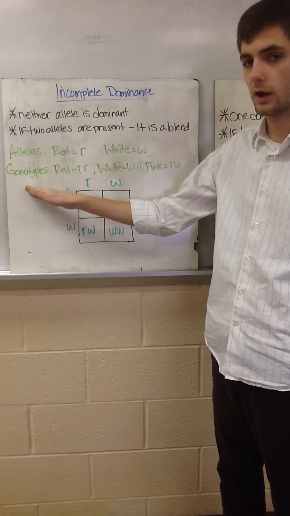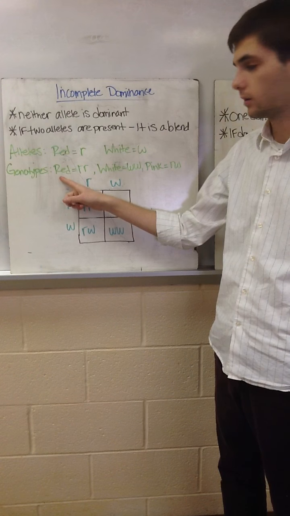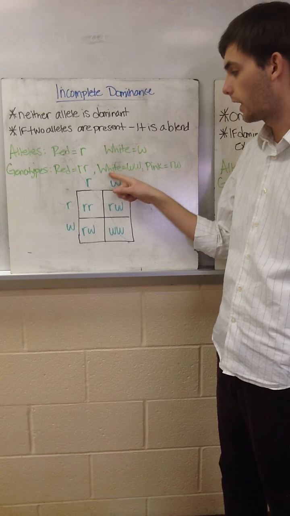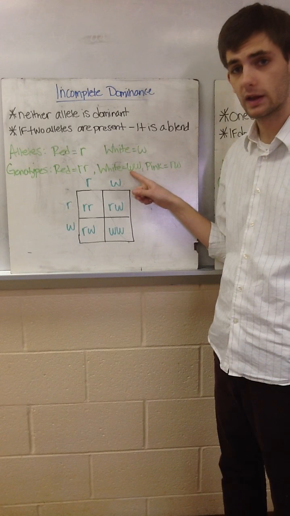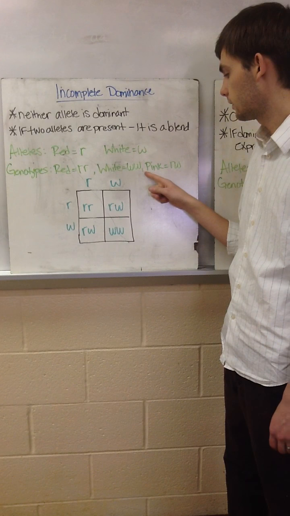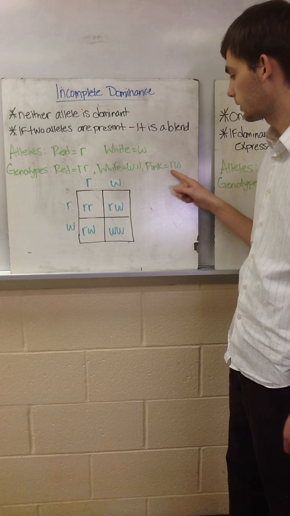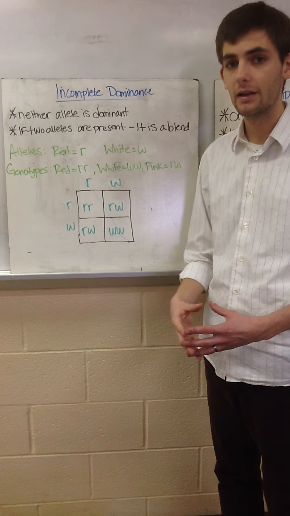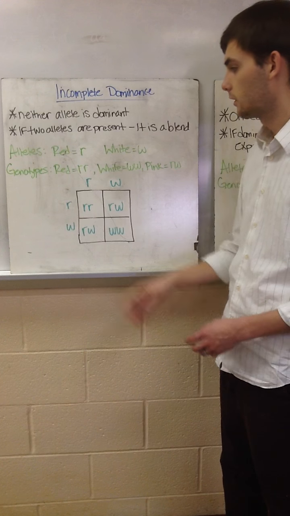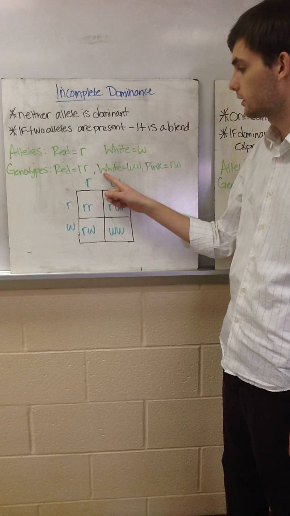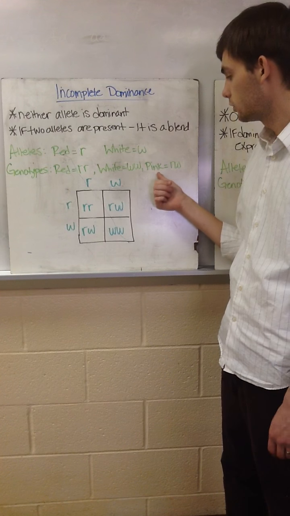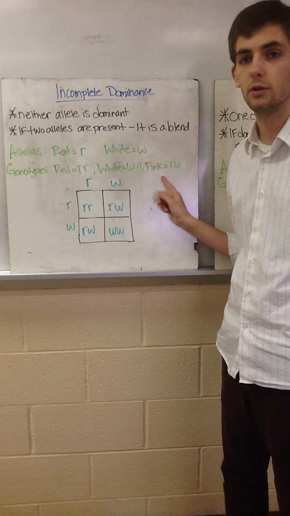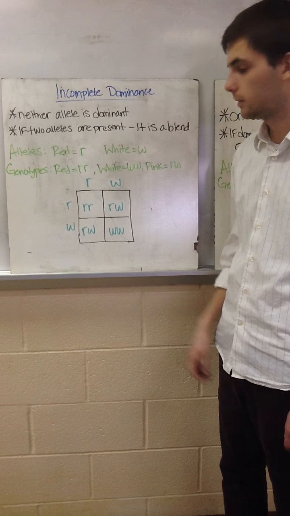Our possible genotypes now become for red to be lowercase r, white would be lowercase w, and pink would be lowercase r and w. Remember, incomplete dominance is a blending of different phenotypes. So when red and white are mixed together, you get a pink phenotype. You could also write this WR or RW. They mean the same thing.